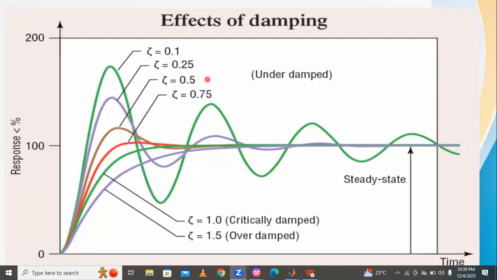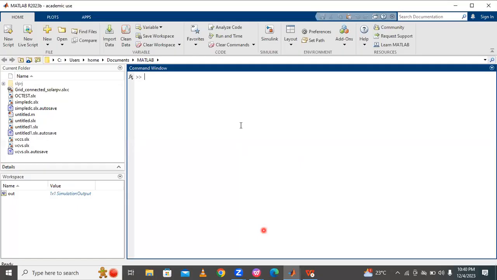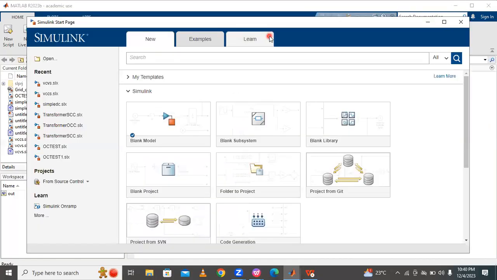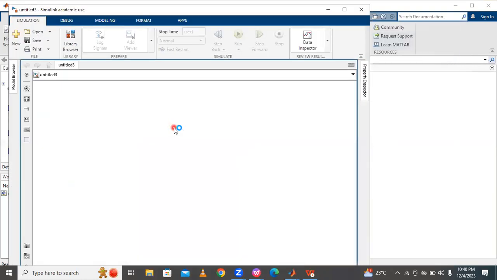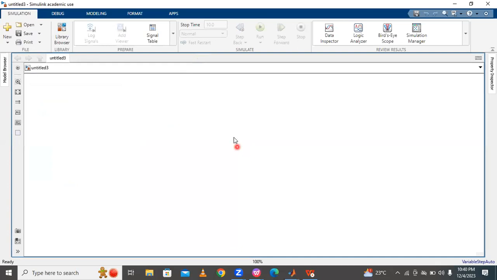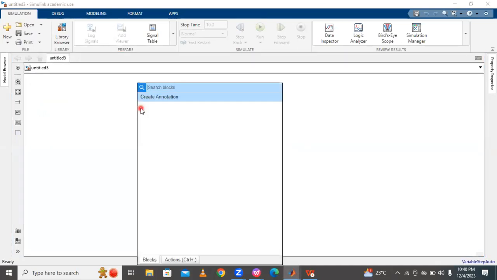Then go to MATLAB Simulink. Open MATLAB, press Simulink, and then blank model. Press create blank model, and a new Simulink worksheet opens like this. Then here take one series RLC branch, right here, series RLC branch.